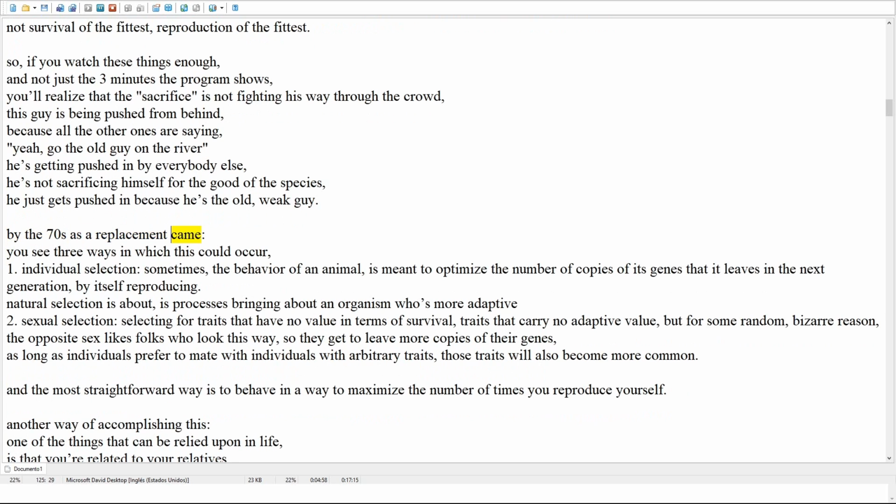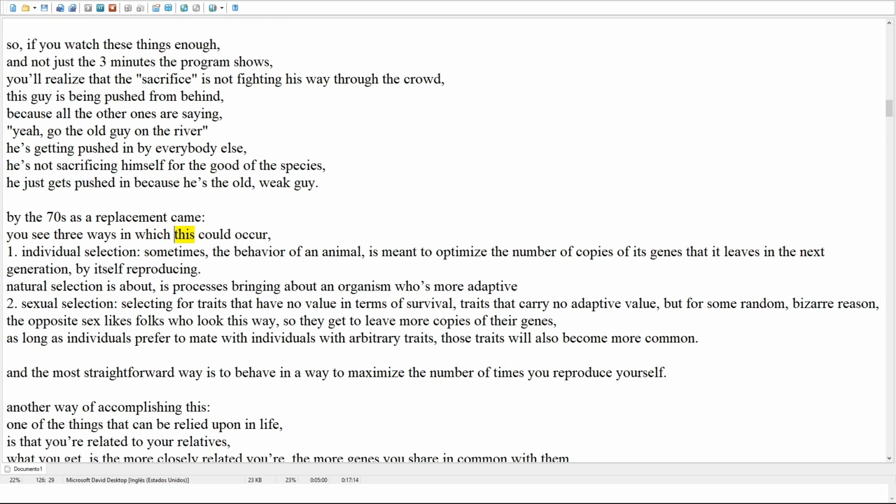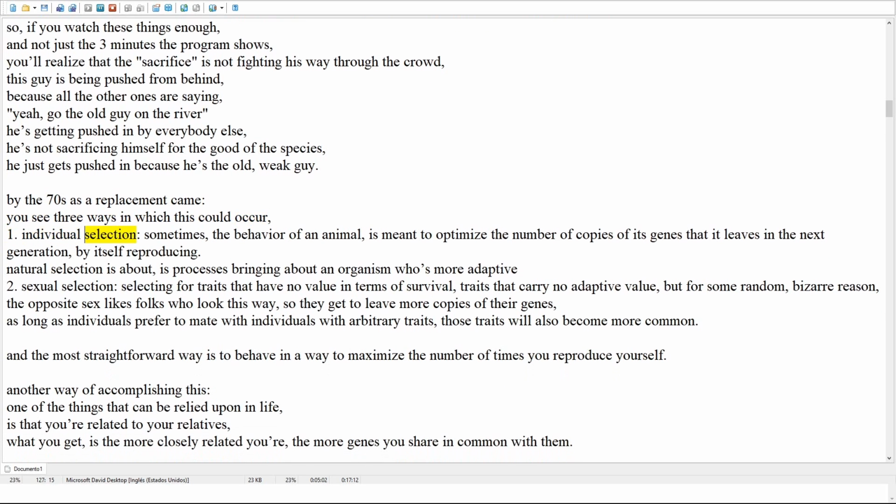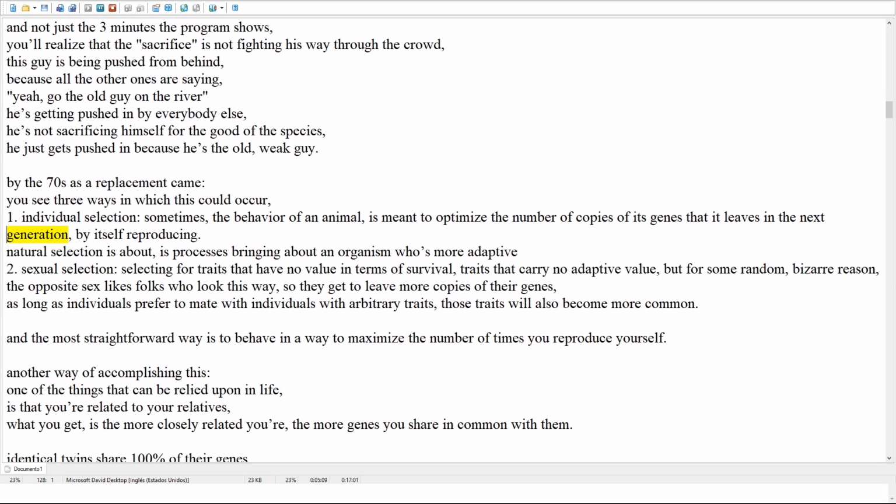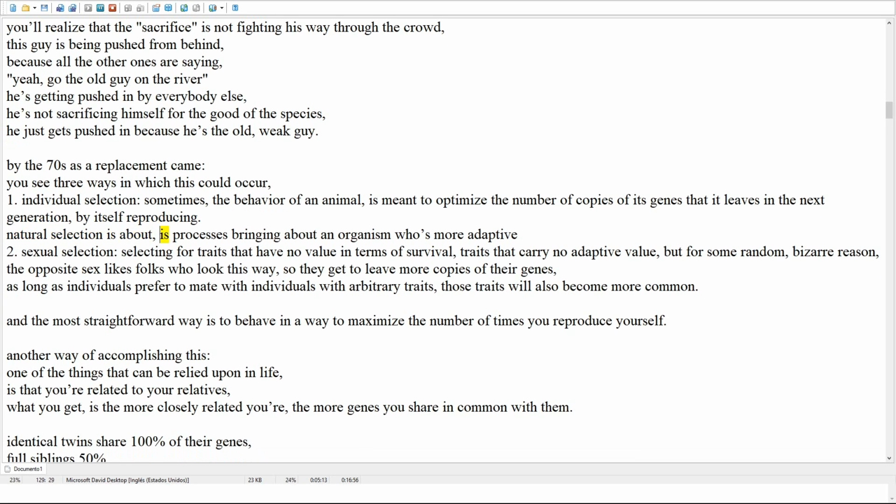By the 70s, as a replacement, came the view that you see three ways in which this could occur. 1. Individual selection. Sometimes, the behavior of an animal is meant to optimize the number of copies of its genes that it leaves in the next generation, by itself reproducing. Natural selection is the process bringing about an organism that is more adaptive.